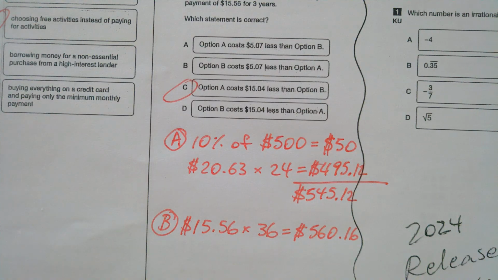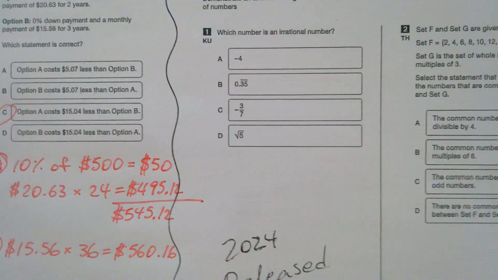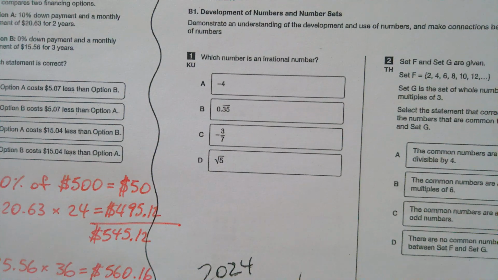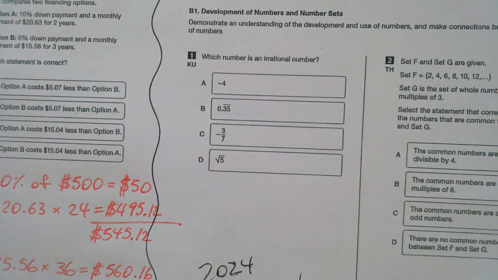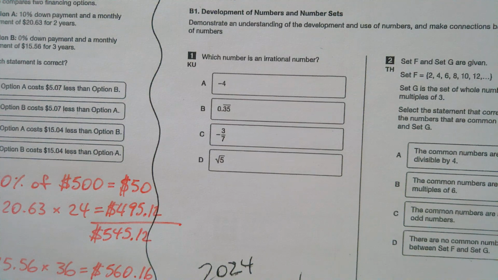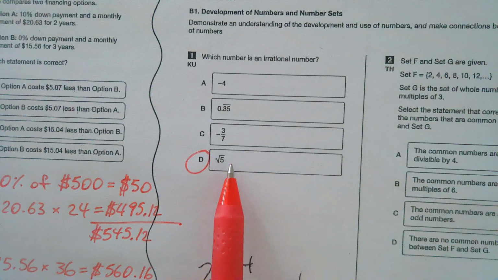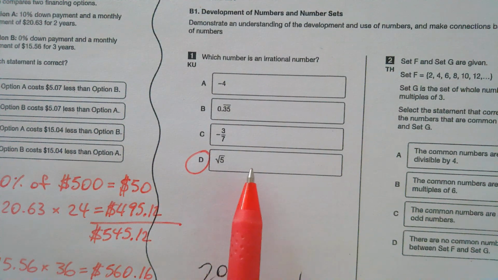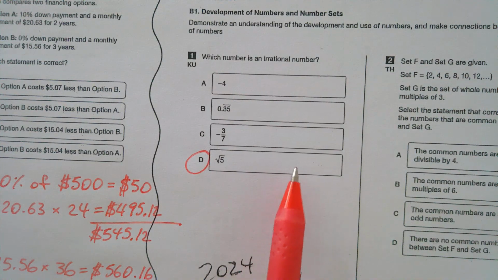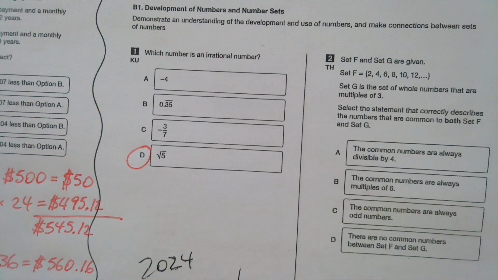Let's do 4 more first. Okay. This next set, which number is an irrational number? Hannah, what did you put? D. Yeah. Root 5. It's a non-repeating decimal that goes on forever. So D. Okay.